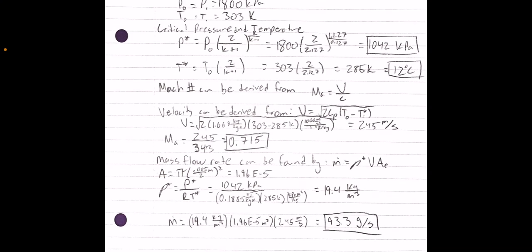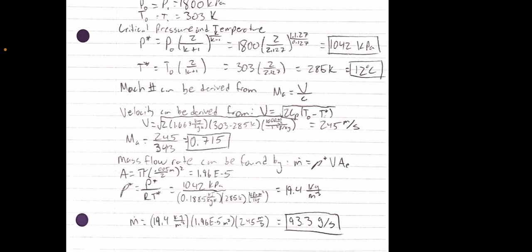And so to find the mass flow rate, there's a couple more calculations. You know, the critical density, which is needed to find the mass flow rate, is the critical pressure over R times critical temperature, and then plug that into the equation for the mass flow rate, and you get 93.3 grams per second of propane flowing through the nozzle.